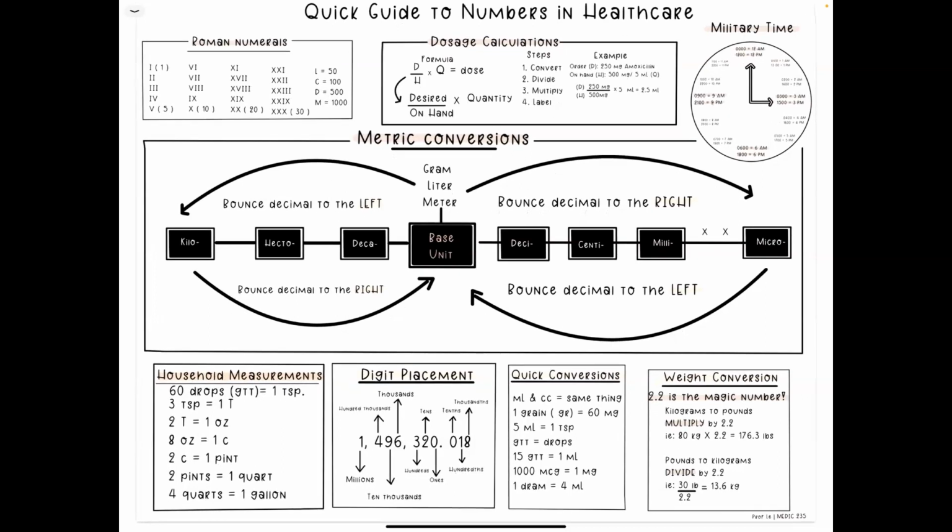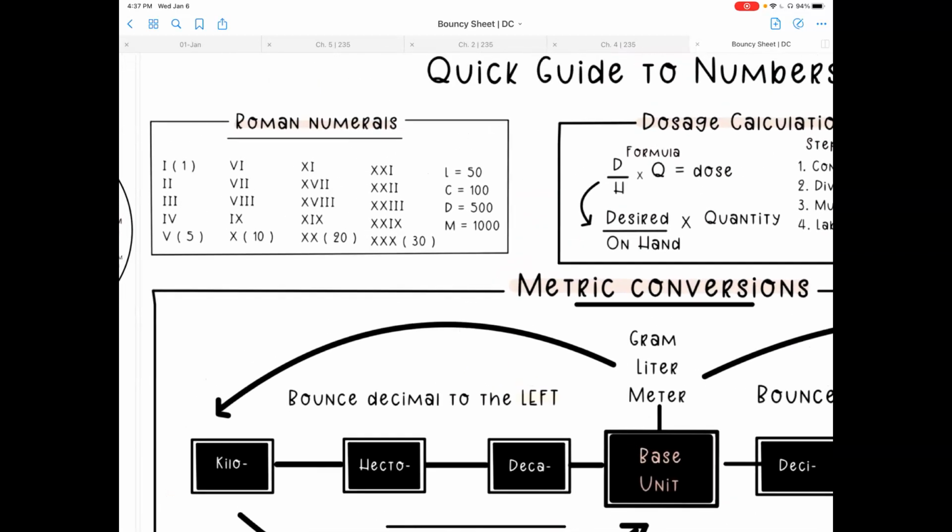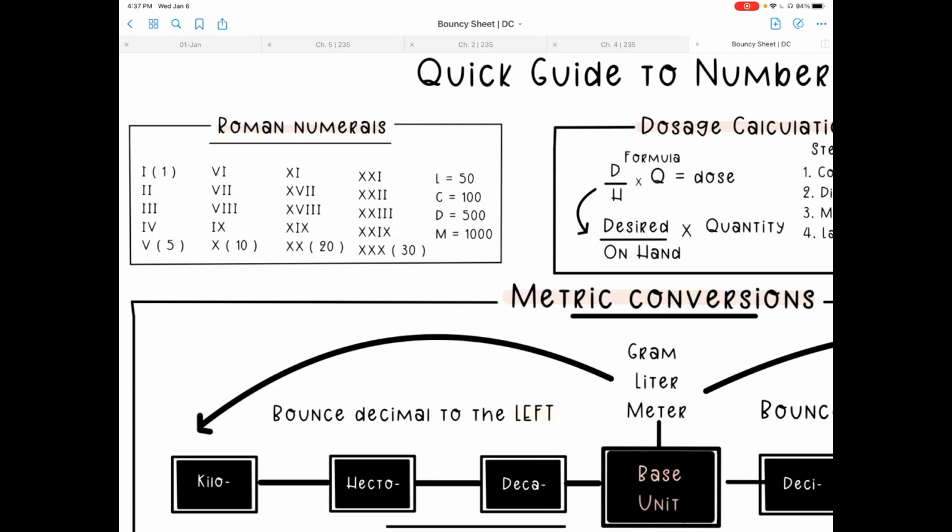This is a brief overview of the quick guide to numbers sheet that I made for you. Basically, it is an all-in-one cheat sheet for different types of numbers and formulas that we will use in healthcare, specifically in pharmacology and dosage calculations. Some parts included are Roman numerals. Obviously, Roman numerals go up above 1,000, but I just included the basics here.